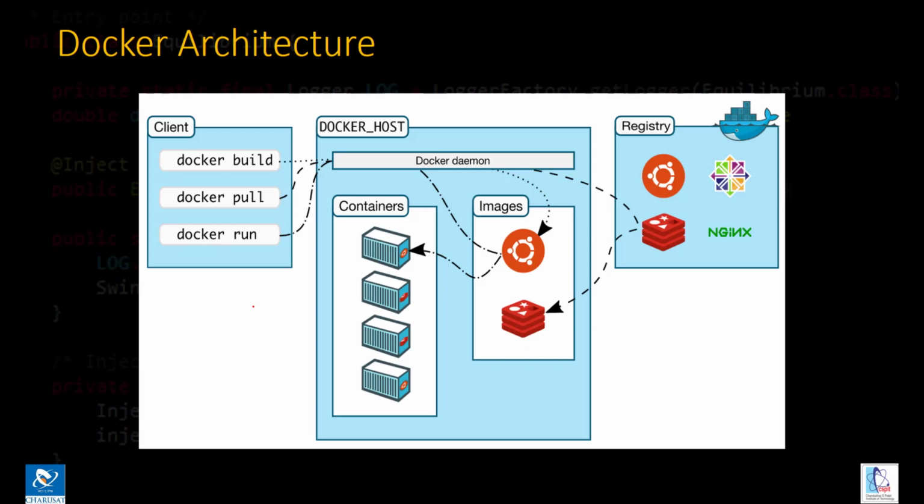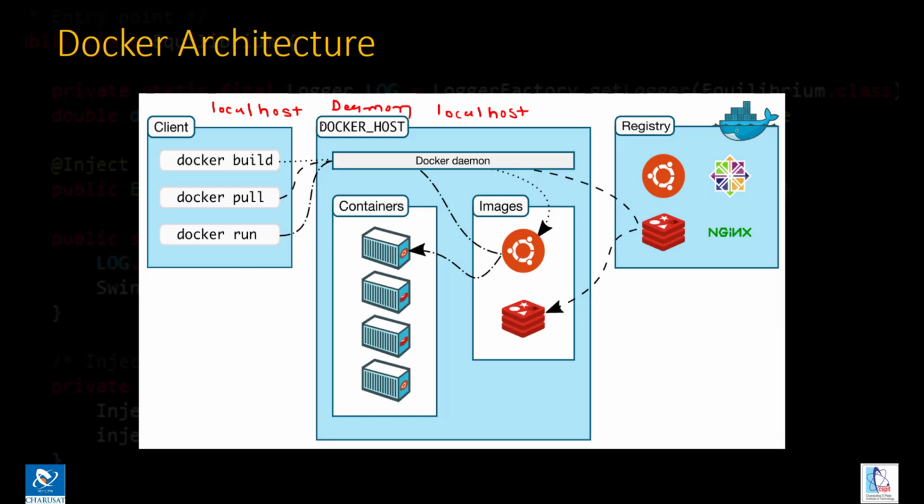Now, what is the architecture of Docker? When you install the Docker software on your machine, a Docker client would be running on your local host, as well as the Docker host. So when you install Docker on your computer, you are running both the Docker client and the Docker host. This Docker host is also known as the Docker daemon.